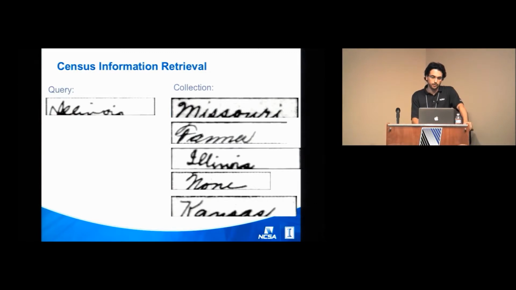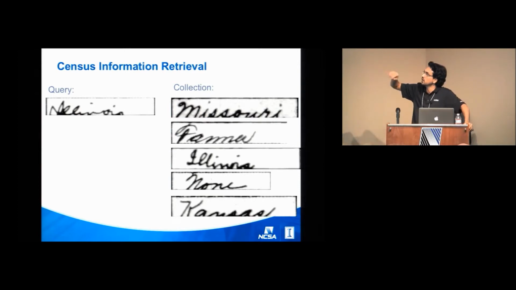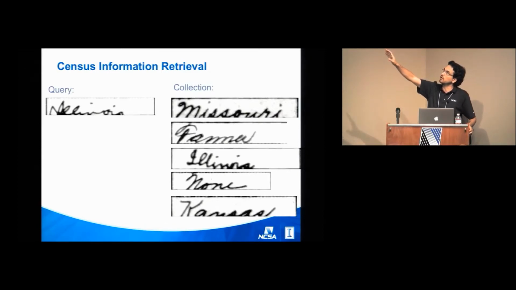Here's an example of an information retrieval problem. I'll talk more about it next, but the idea here is, these are cells from census forms from the 1930s, and we want to be able to specify a query, for example, Illinois, and then in the entire collection retrieve all the forms that have Illinois in it or a specific name, right? So that's an example of information retrieval as a problem.